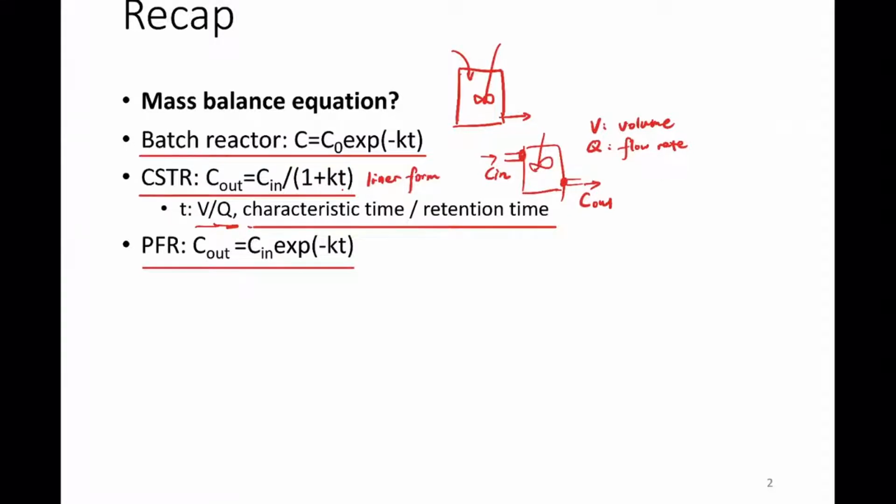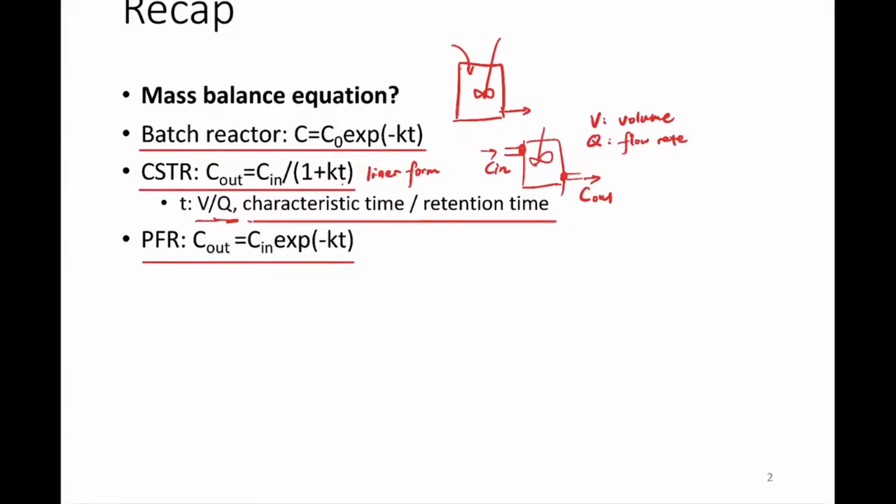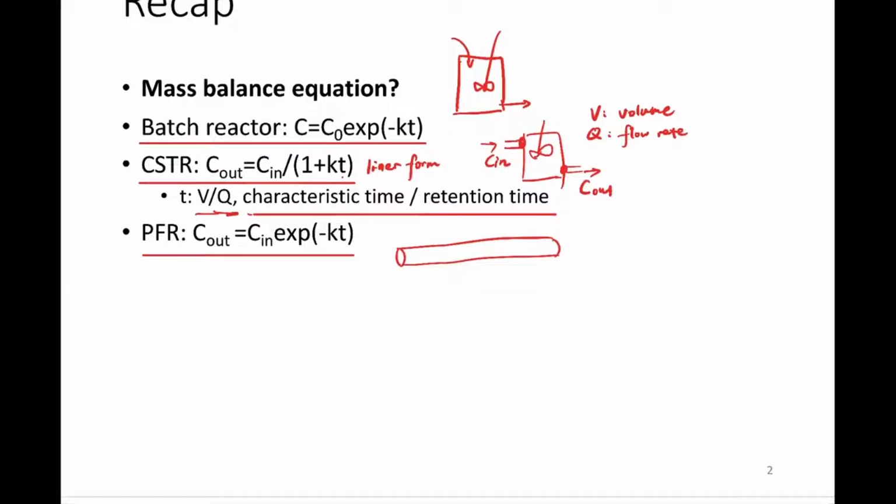Okay, so it's not the same as a batch reactor anymore. But in terms of PFR, this is something very different in terms of its geometry or shape compared to the batch reactor. But it turns out that it has the same equation compared to the batch reactor.